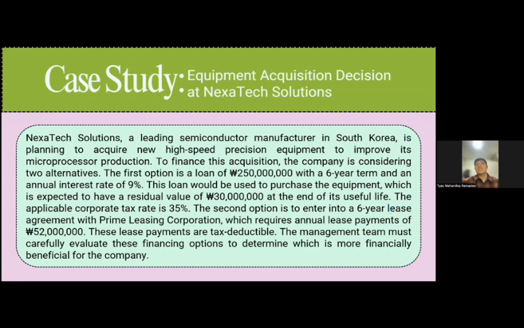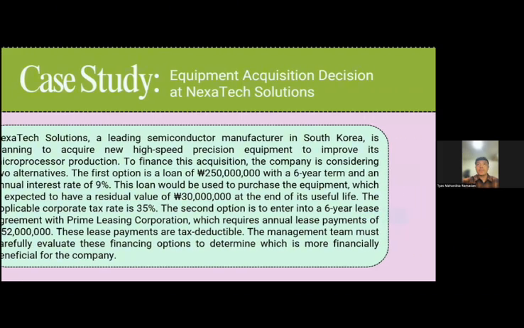The second option is to enter into a 6-year lease agreement with Prime Leasing Corporation, which requires an annual lease payment of 52 million. These lease payments are tax deductible. The management team must carefully evaluate these financing options to determine which is more financially beneficial for the company.